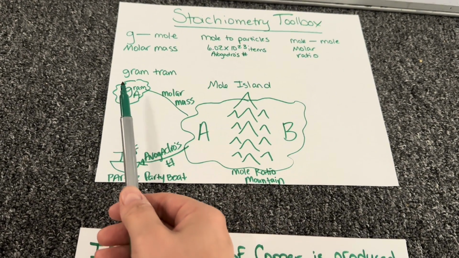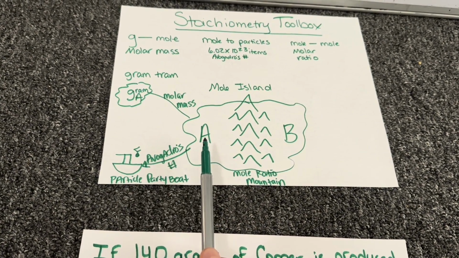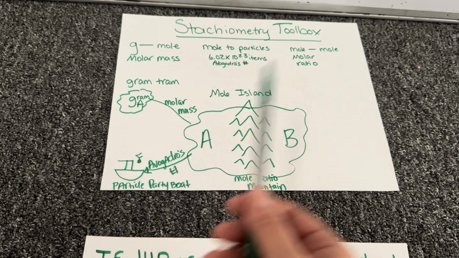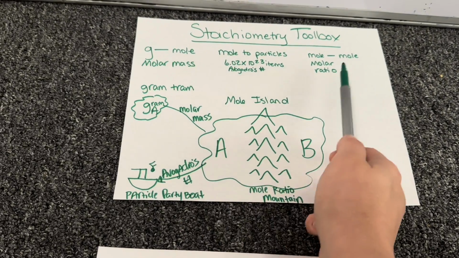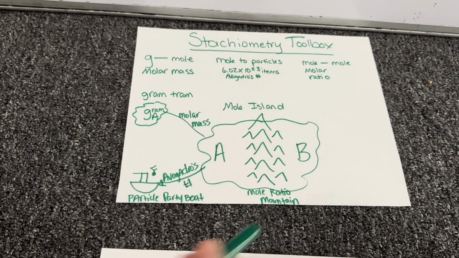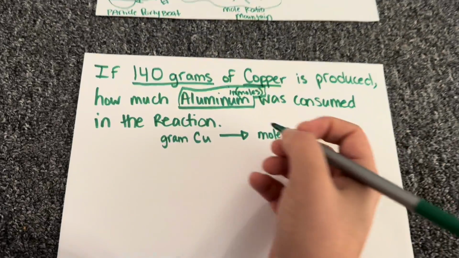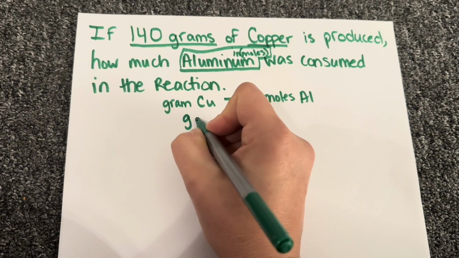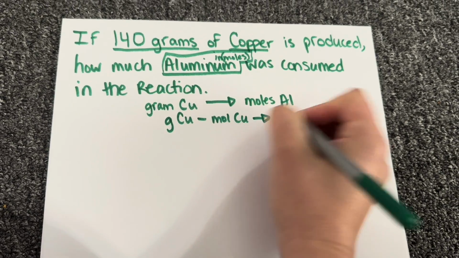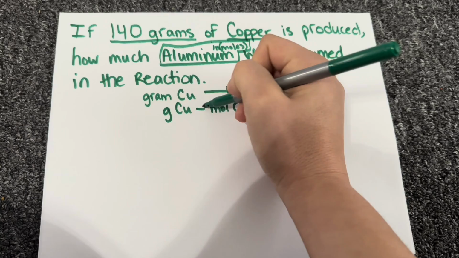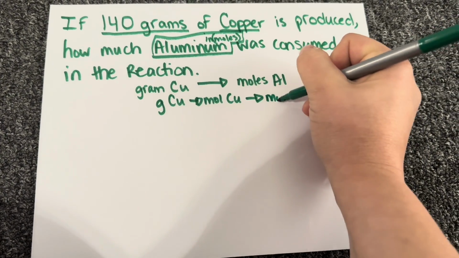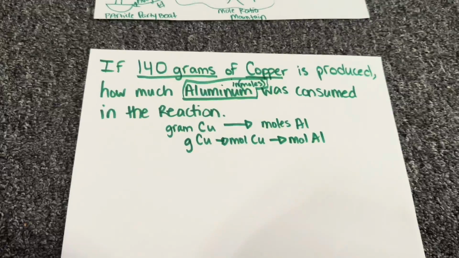I've got to convert first from grams of A into moles of A, and I've got to use my molar mass to allow me to go through the gram tram to get to that. So I'm looking at my toolbox up here. I'm going to go from grams to moles and get my molar mass. So that is going to be the first step of this problem. So I've got to go from grams of Cu into moles of Cu, and then I should be able to quite easily, since we just practiced it, go from moles of Cu into moles of aluminum. So this problem will actually be a two-step problem.